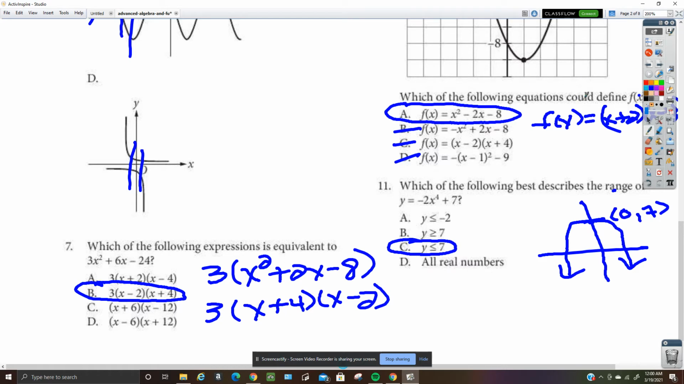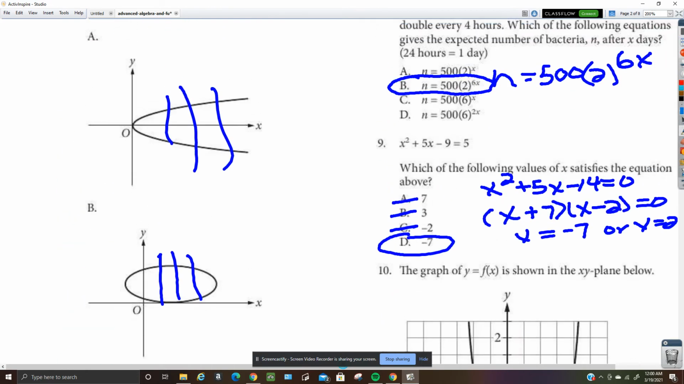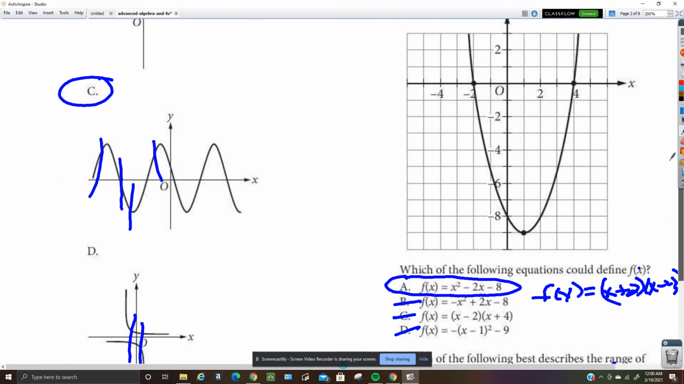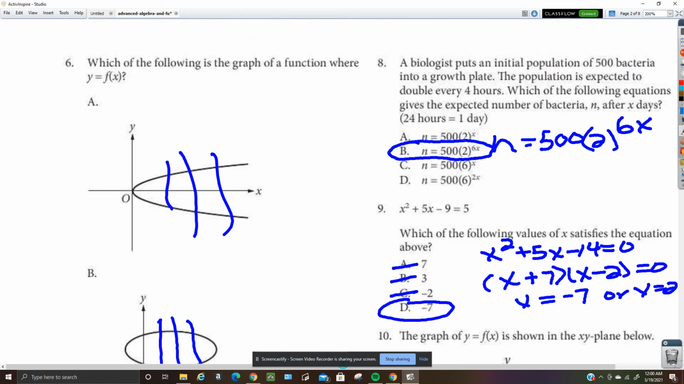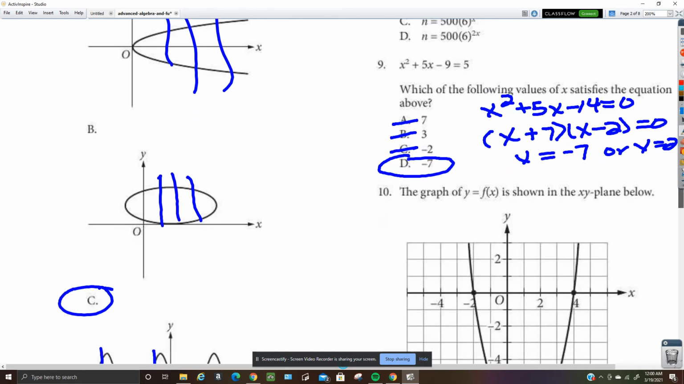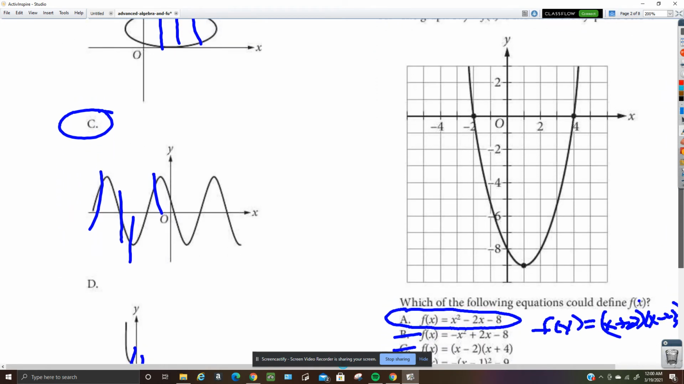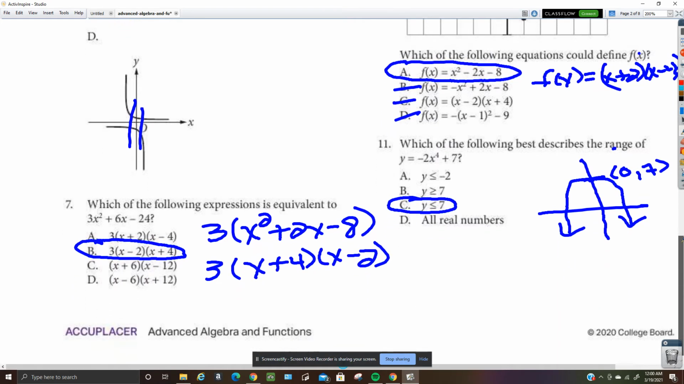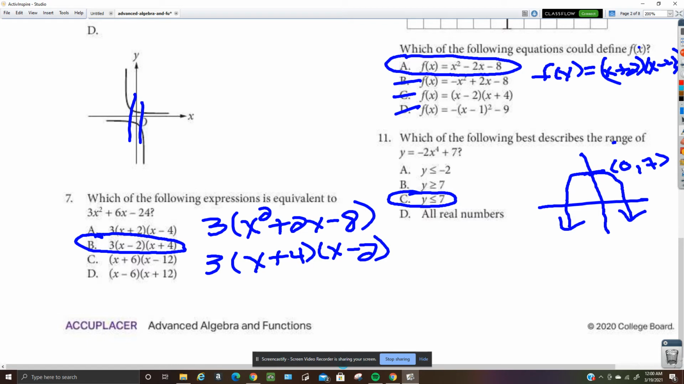So reviewing the answers on that page there. 6 is C, 7 is B as in Bravo, 8 B as in Bravo, 9 D as in Delta, 10 A as in Alpha, 11 C as in Charlie.